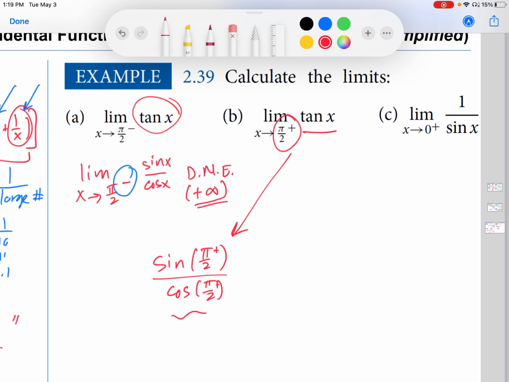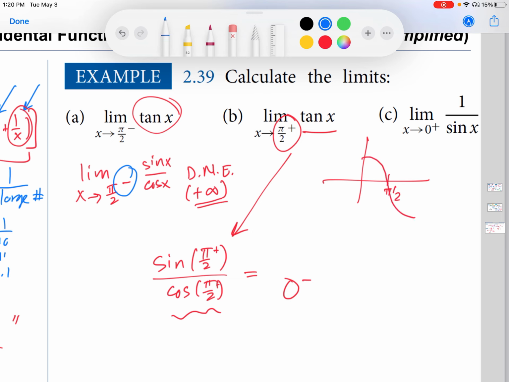What's going to happen? Well, I just erased the graph, but remember that cosine of pi over 2 from the right, as I approach pi over 2 from the right, I tend to 0, but now I tend to 0 from the negative numbers, right? Remember the graph here was pi over 2 and cosine was doing this.